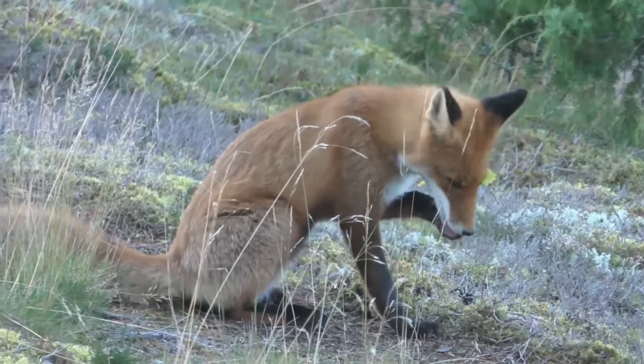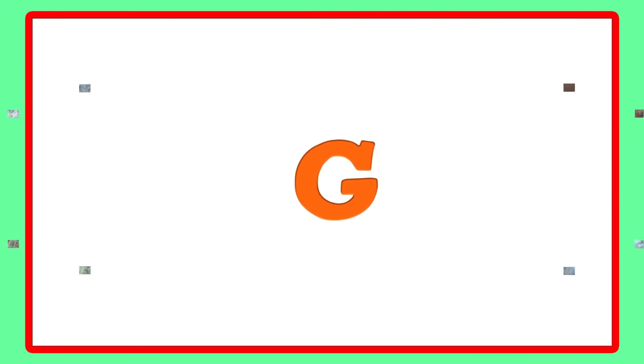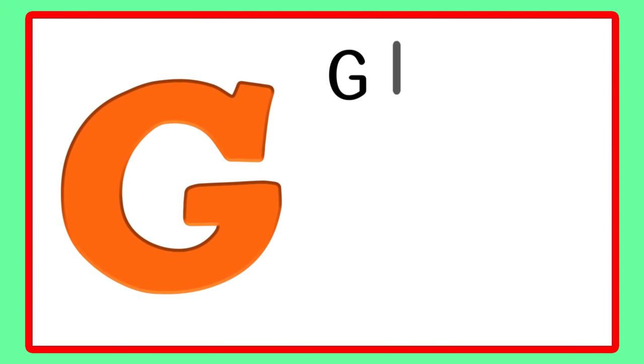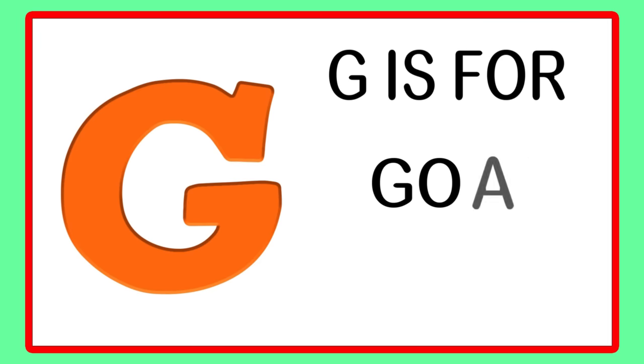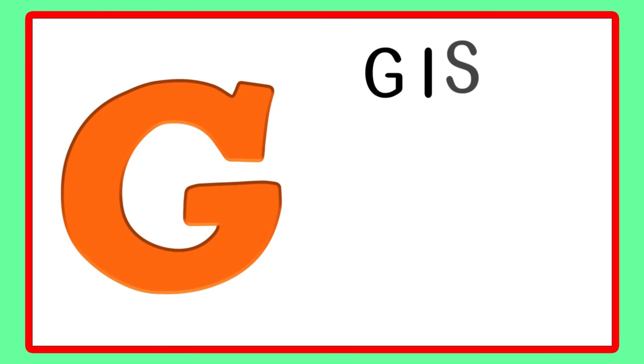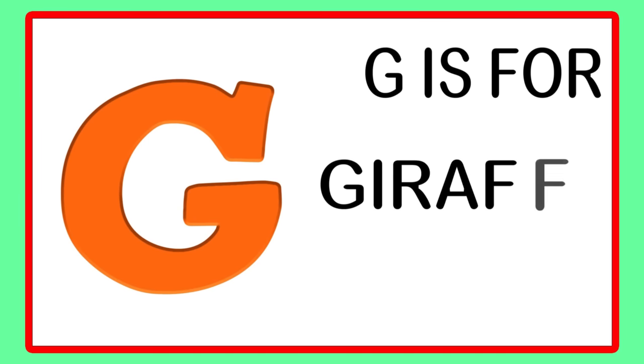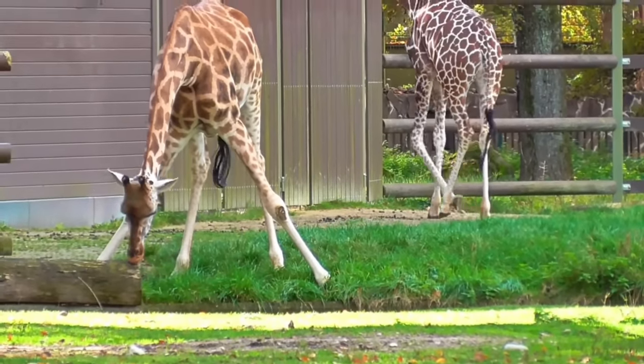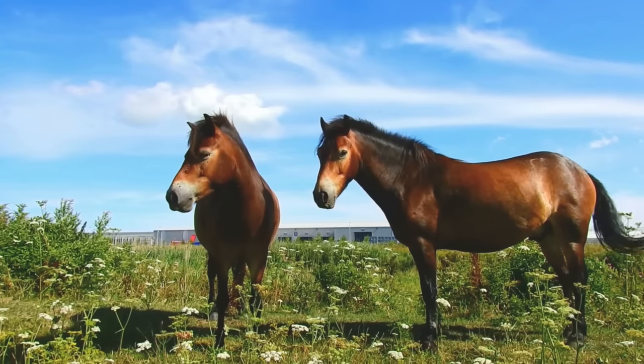F is for fox. G. G is for goat. G. G is for giraffe. H is for horse.